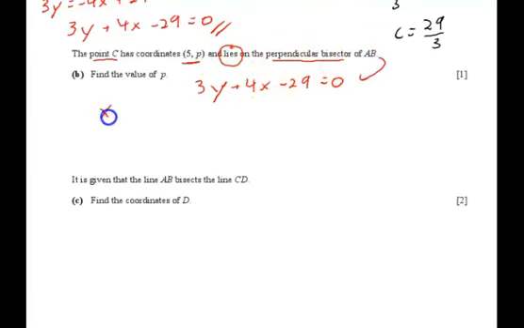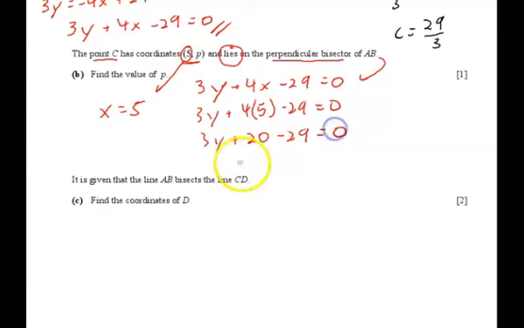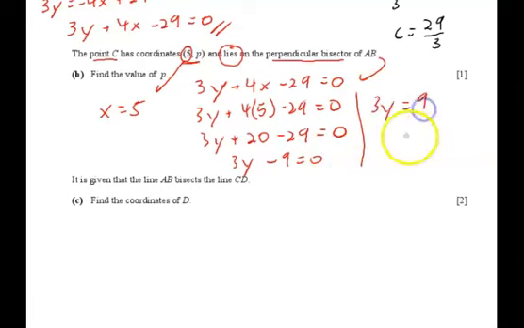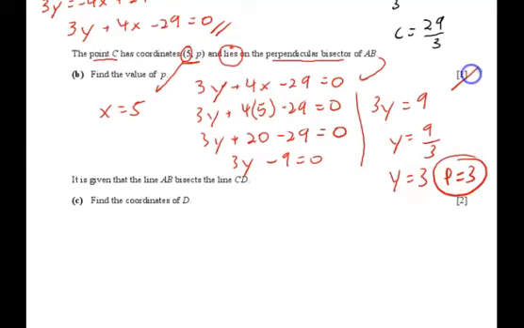So I'm going to substitute x equals 5, which comes from here, into this part. The x will be 5. So here you get 20 minus 29. Here you get 3y minus 9, so the 9 you move to the opposite side, 9 divided by 3, and you'll be getting your y, which is the p, as 3, so p is 3. Okay, this is just a 1 mark question.